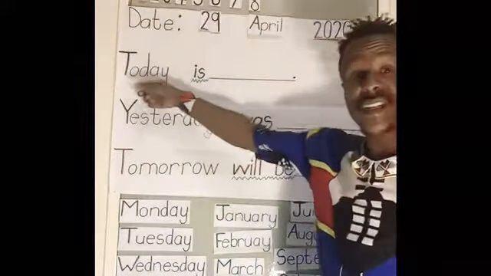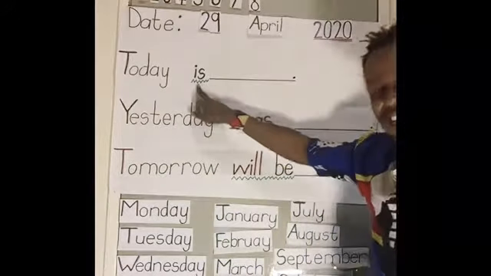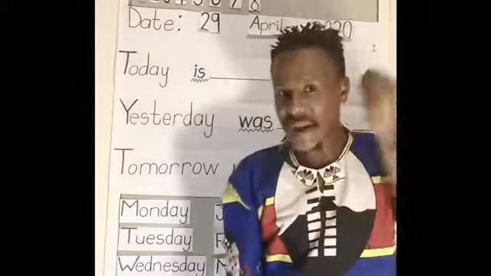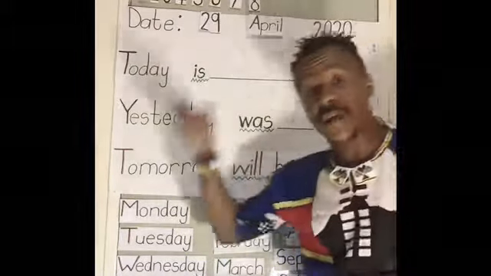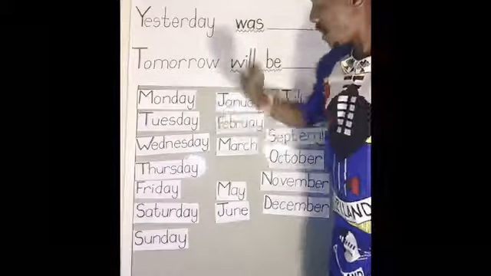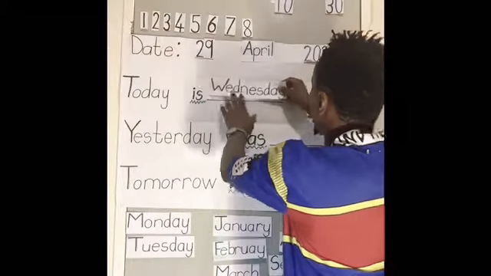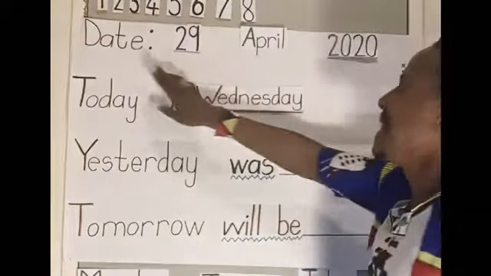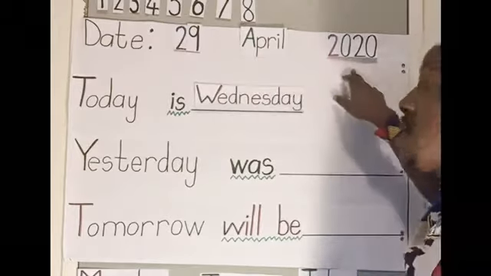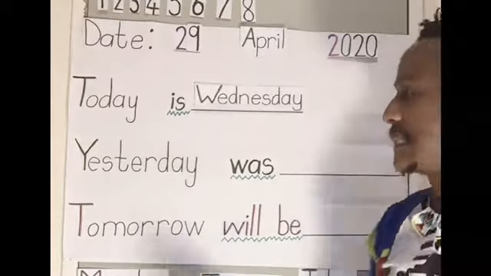Now let's get to the day. What day is it today? I'm pretty sure other colleagues have already taught you on the vocabulary part, but with this you now touch and you begin practicing on those. So today is Wednesday. There's Wednesday. Let me take the Wednesday and put it up here. So the date, it's the 29th day of April, the year 2020.